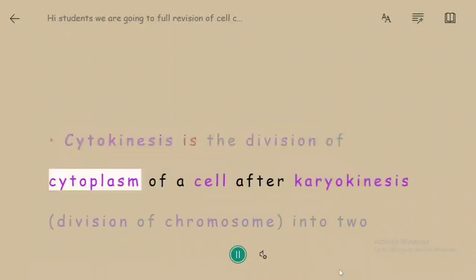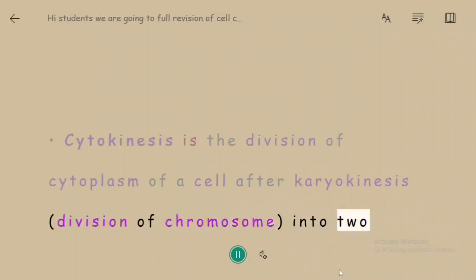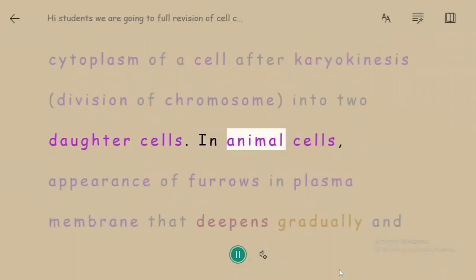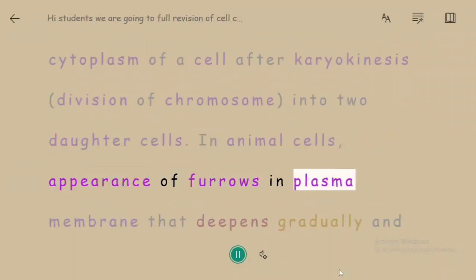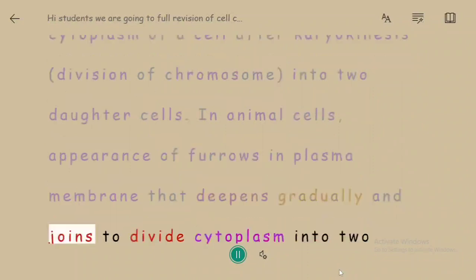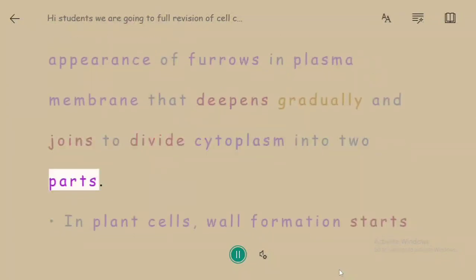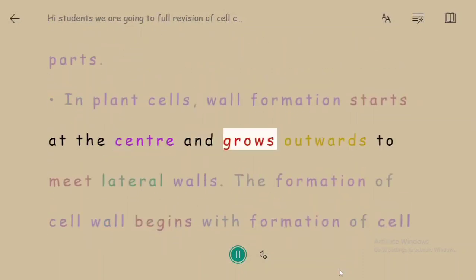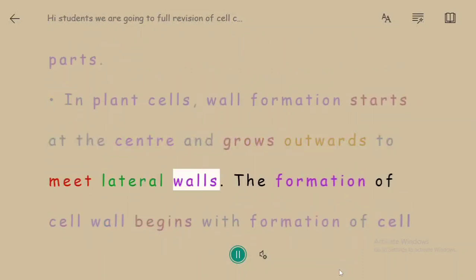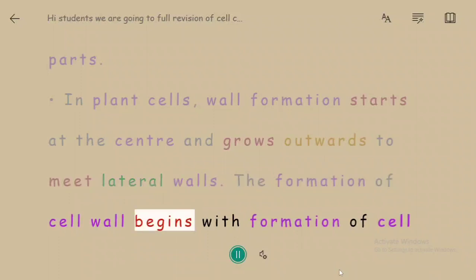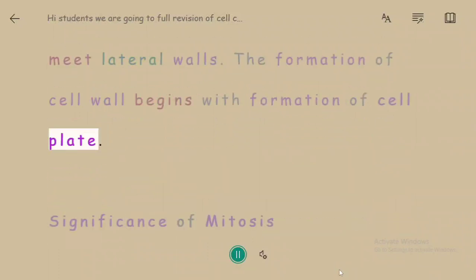Cytokinesis is the division of the cytoplasm of a cell after karyokinesis, division of chromosomes, into two daughter cells. In animal cells, furrows appear in the plasma membrane, deepen gradually and join to divide the cytoplasm into two parts. In plant cells, wall formation starts at the center and grows outwards to meet the lateral walls. The formation of cell wall begins with formation of the cell plate.